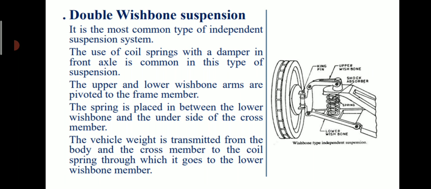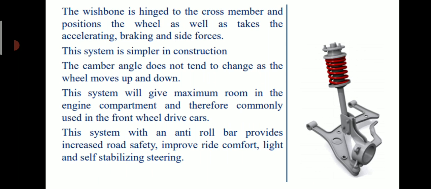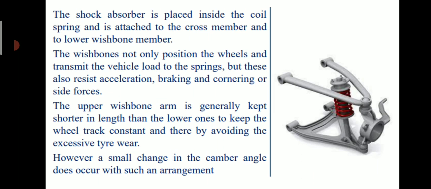The vehicle weight is transmitted from the body and the cross member to the coil spring through which it goes to the lower wishbone member. The wishbone is hinged to the cross member and the wheel as well as takes the accelerating, braking and side forces. This system is simpler in construction. The camber angle does not tend to change as the wheel moves up and down. This system will give maximum room in the engine compartment and is therefore commonly used in front wheel drive cars. This system with an anti-roll bar provides increased road safety, improved ride comfort, light and self-stabilizing steering.